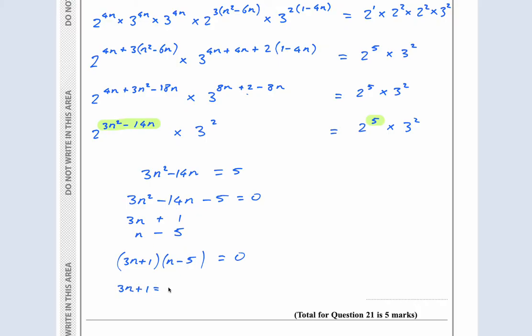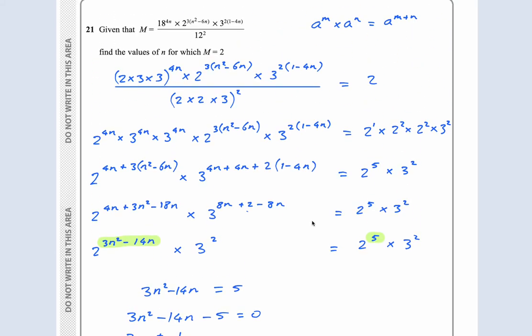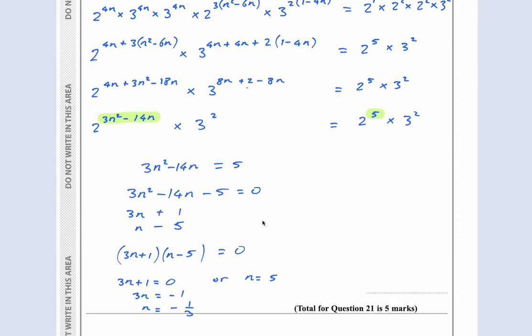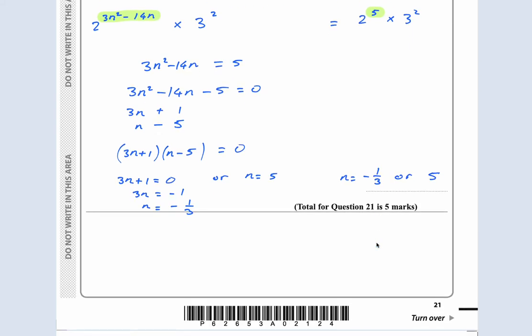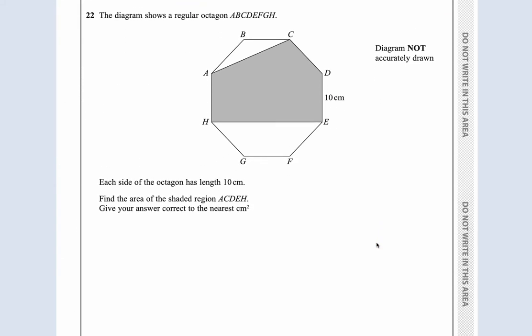3n plus 1 equals 0. 3n equals negative 1. n is equal to negative a third, or n equals 5. So those are my two answers. Just find the values, because there are two answers, the values of n for which m equals 2. Answer is n equals negative a third or 5. Okay, question 21 done. Question 22.